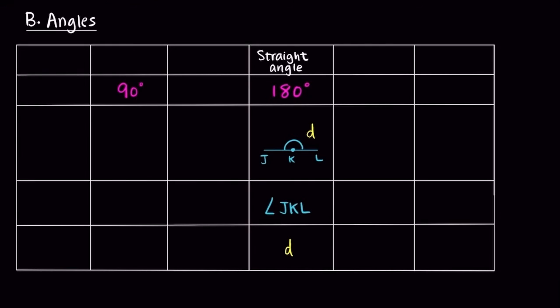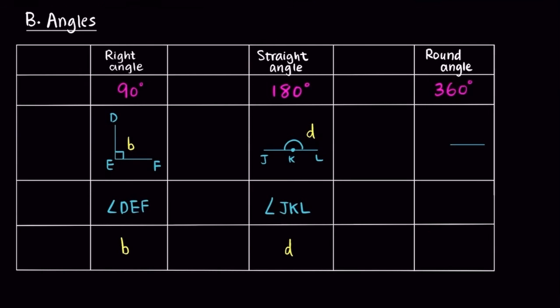Angles of 90 degrees is called a right angle. In the figure, angle DEF would be a right angle. We use a specialized symbol to represent right angle on the figure. Or I want to simply call it B. Angle of 360 degrees is called a round angle. In the figure, F would be a round angle.